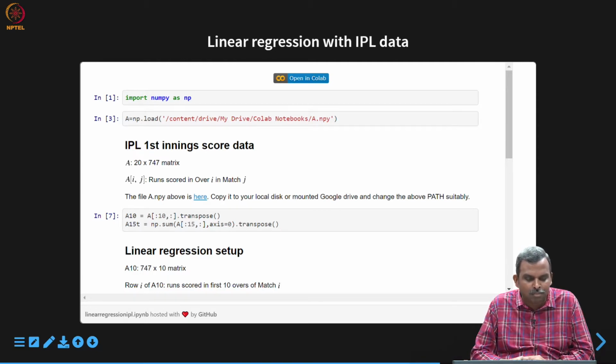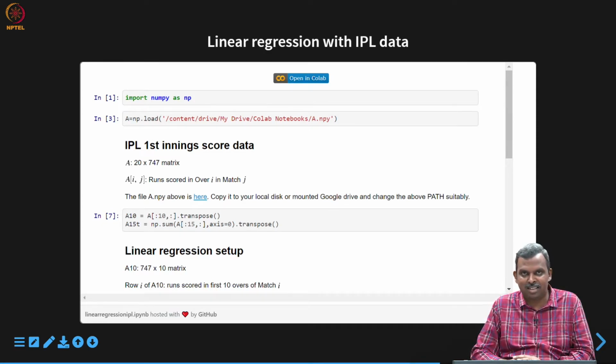In fact, I looked at the data, there have been about 760 odd IPL matches so far. Some of them have no result. I didn't take the no result matches. I don't know why, I just wasn't sure about it. So, I dropped all of those. I only took the matches which had a result, and that's 747 so far.